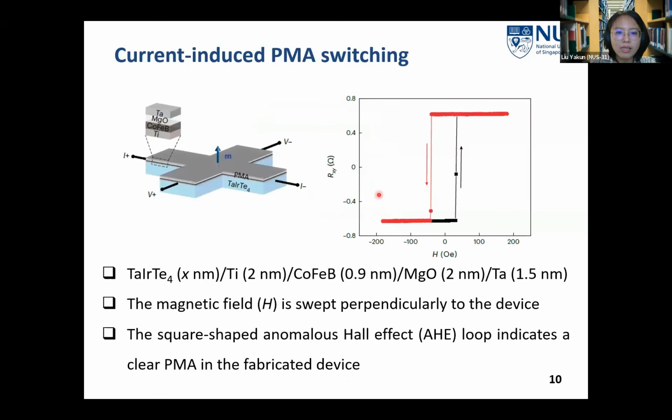Then, based on this conclusion, we performed the room temperature current-driven perpendicular magnetization switching by using the Hall bar devices. This is our structure. We use a commercial PMA structure with the cobalt iron boron with the titanium buffer layer. We can see that the square shape of this Hall loop in the fabricated devices indicates the PMA is well maintained in our measurement and after the fabrication, which is consistent with our expectation.